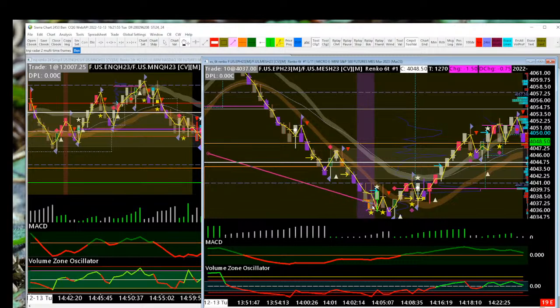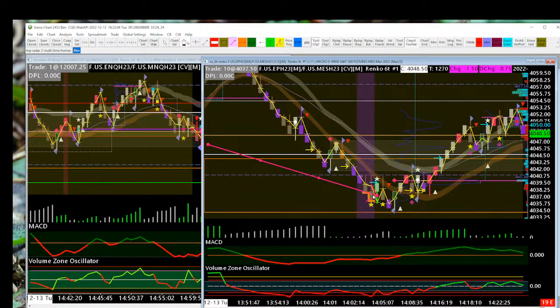Now, look who got trapped at the lows. Oh, this might have been where I started the stream. I think this was the guy. It just looks the same. Sellers are trapped at the lows down here. See that? Stars at the lows.